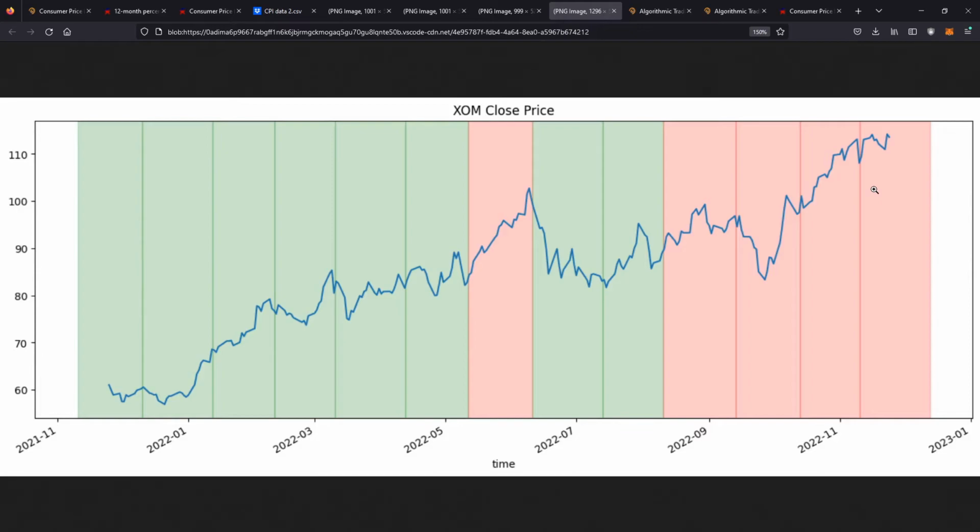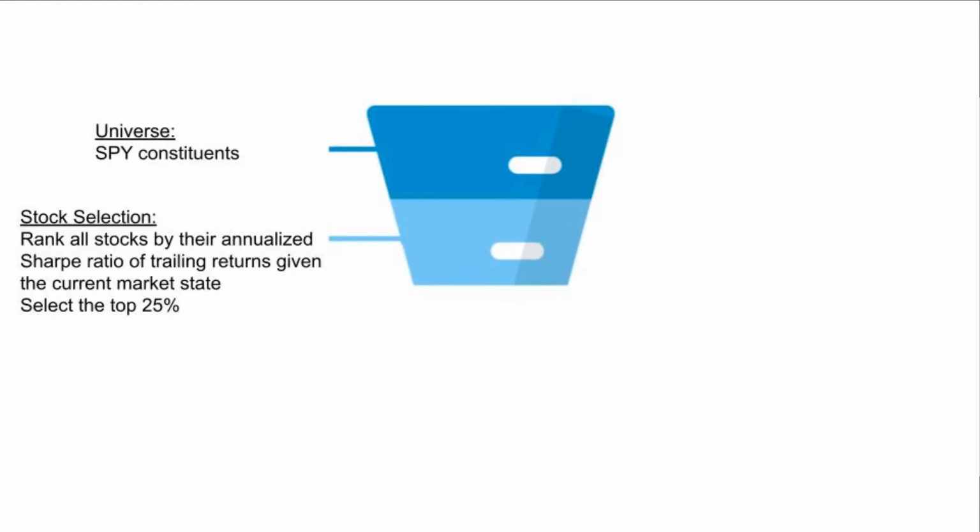With this subset of data, we can calculate the annualized Sharpe ratio of the security during times that match the current market environment. We do this for all 500 stocks in the universe, and we rank all the stocks by their annualized Sharpe ratio given the market state, and we select the top 25% of stocks. We then form a market cap weighted portfolio of the stocks, and we hold them until the next rebalance.